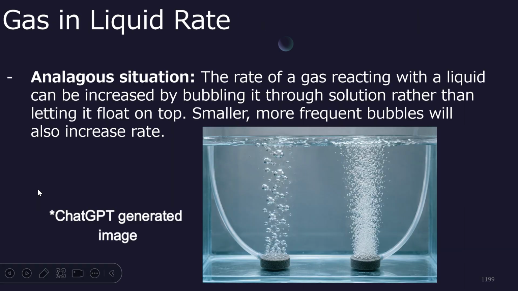Now, there's two bubblers here though. One of them creates sort of large, infrequent bubbles. This is better than just letting the gas rest on the top, but the one on the right creates fine, many bubbles. Even if these two have the same flow rate, the smaller bubbles will create more surface area, more places of possible collisions between the gas and the liquid. So faster rate for smaller, more frequent bubbles.